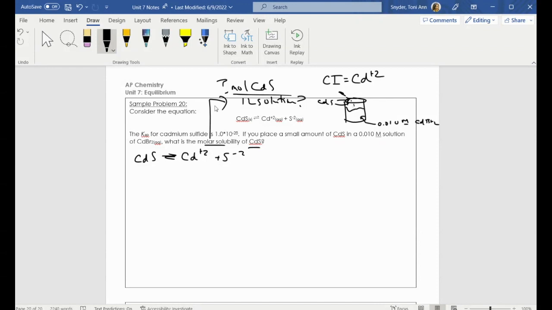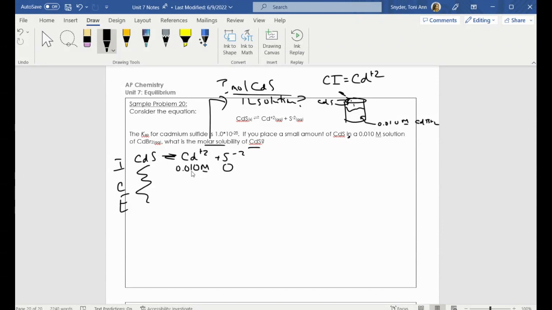So guess what? Got to set up an ICE chart, right? When in doubt, ICE chart it up. This is a solid, so you don't have to worry about that. My initial concentration of cadmium is this 0.01. This is my common ion, 0.010 molar. And I have no sulfide present because I'm placing a small amount of cadmium sulfide in this 0.010 molar solution. So that's my initial concentration, but that contains the cadmium ions. It does not contain any sulfide ions.